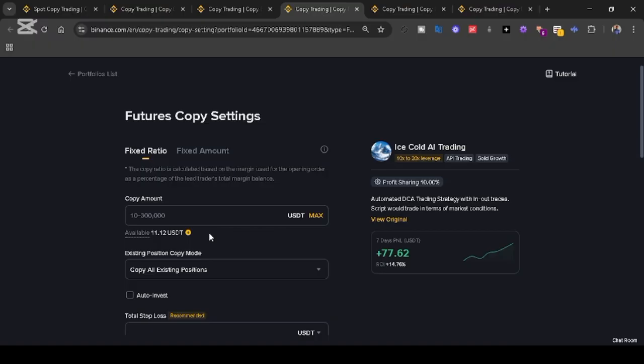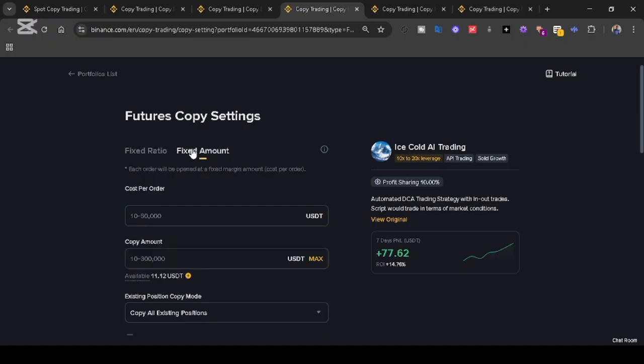So you don't have a say about how much you can use to initiate a particular trade. You are just following his lead. Now, this particular one, fixed amount, you have more control over your money. So you can set, okay, this is the amount of money I want to invest in this particular copy trade, and this is the total amount of money I want to invest.